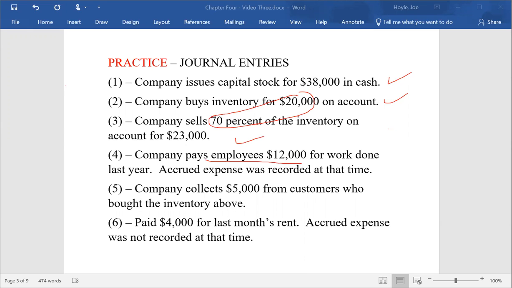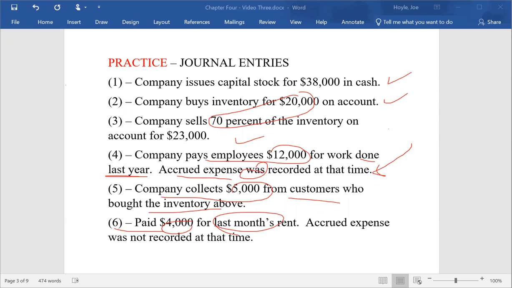Company pays its employees $12,000 for work done last year. So this is something that they did in the past. The accrued expense, and we've talked about accrued expenses before, was recorded at that earlier time. You had to know this for an accrued expense before you could do the journal entry. Number 5, the company collects $5,000 from the customers who bought the inventory above. So when they bought the inventory, they didn't pay anything. But in number 5, they're paying $5,000. And finally, number 6, you pay $4,000 for last month's rent.